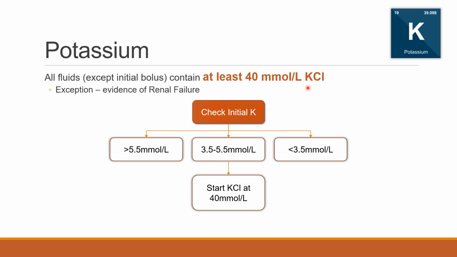So basically, if the potassium level initially is more than 5.5, before administering potassium chloride in the IV fluid, we need to have evidence that the kidneys are working. Because if the kidneys are not working, it is dangerous to give potassium. So by any way, we need to get some evidence that the kidneys are working.